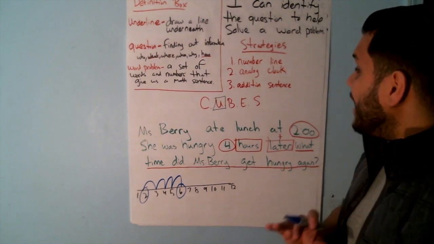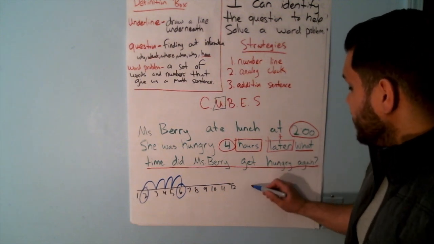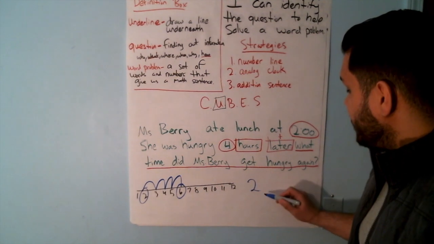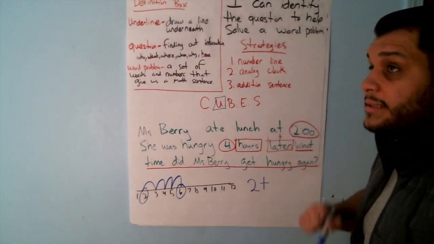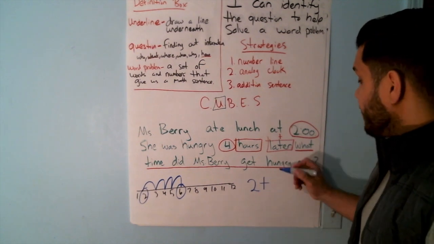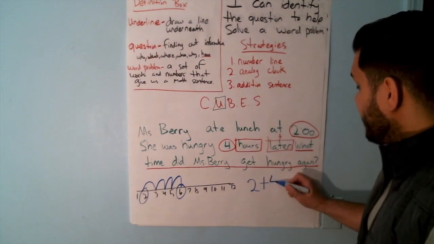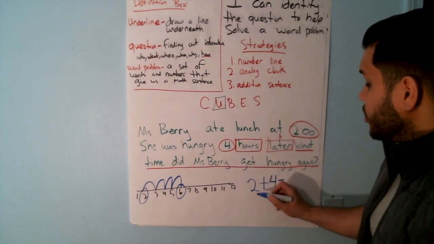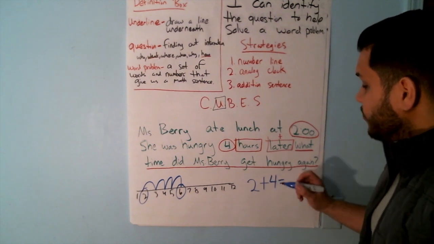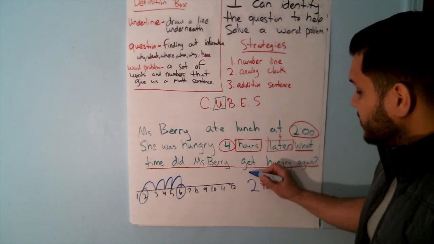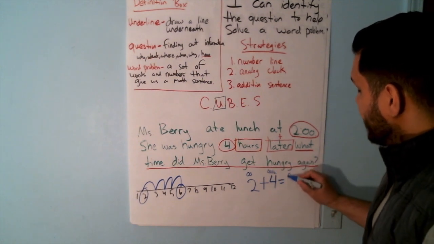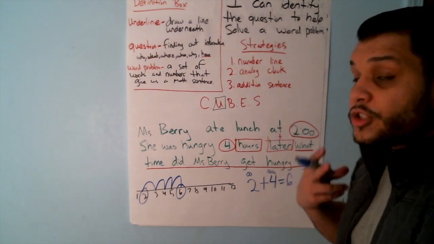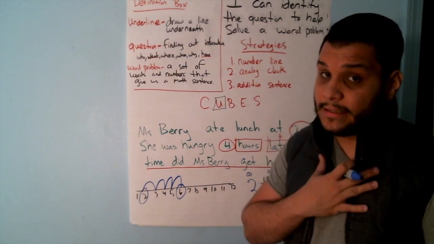Awesome. Now I want to do my addition sentence. I'm going to bring my 2 down here. I know that I'm adding because later means that I had to continue moving. And then it says that I'm adding 4 more hours. 2 plus 4 equals what? I want to draw my counters today. 1, 2, 1, 2, 3, 4. It equals 6.